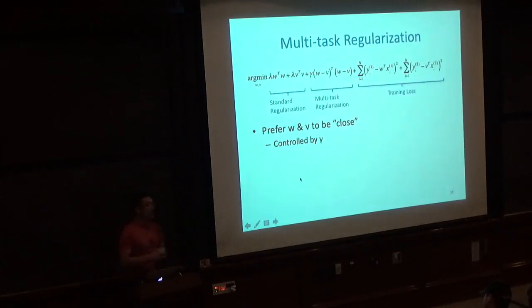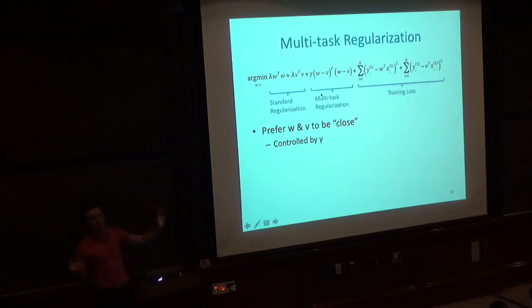OK, so this brings us to multitask regularization. In multitask regularization, we have the standard regularization terms, we have the training loss on the two objectives, and we have this multitask regularizer. There are multiple ways of doing this. I'm giving you here the simplest way, which is simply saying I also want to minimize the distance between W and V. That's what this is: W minus V transpose W minus V is simply the squared distance between W and V. So I want to learn a W and V that have low training error on their respective training sets, are not too complicated as measured by standard regularization, and are not too far from each other.